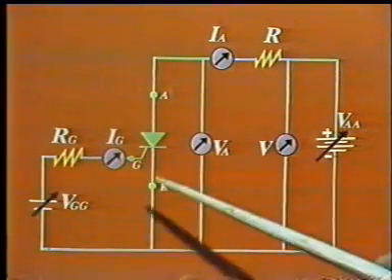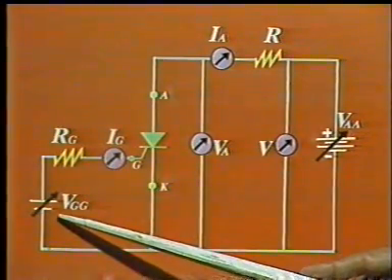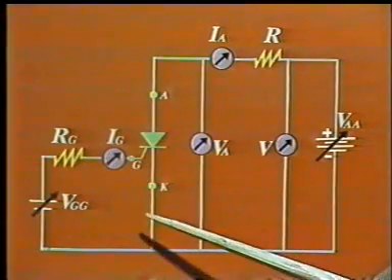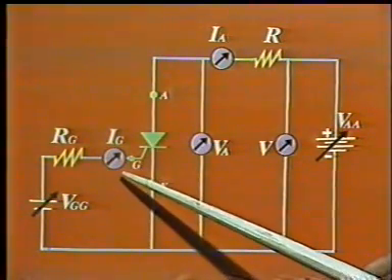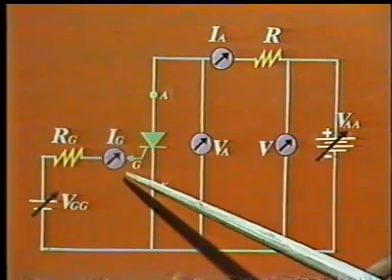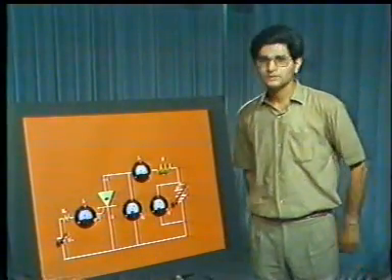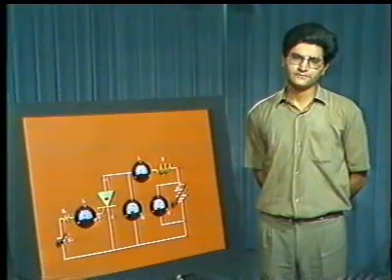Till now, we had kept the gate open, that is, the gate current was 0. Let us now see what happens if the gate current is not 0. Here you see that a supply has been put on the gate circuit in order to cause current to flow into the gate. In addition, we have put a microammeter over here to measure the gate current. Let us keep the gate current fixed at 50 microamperes.